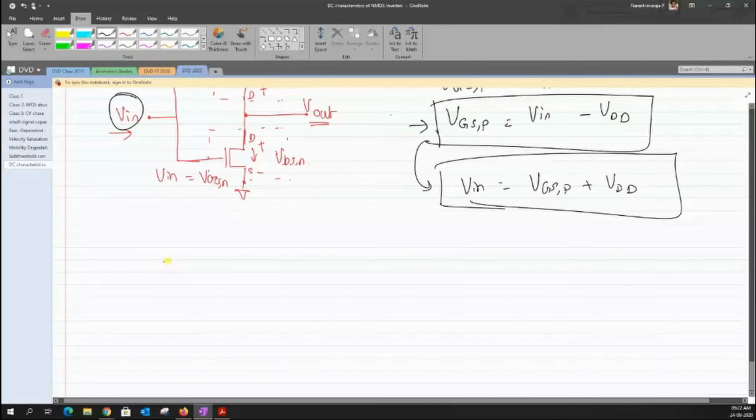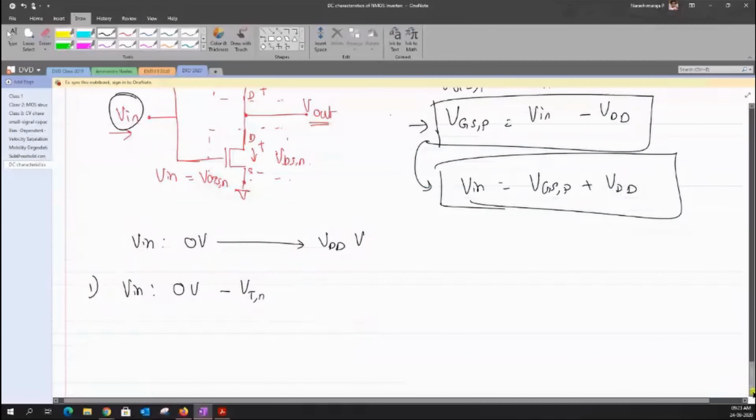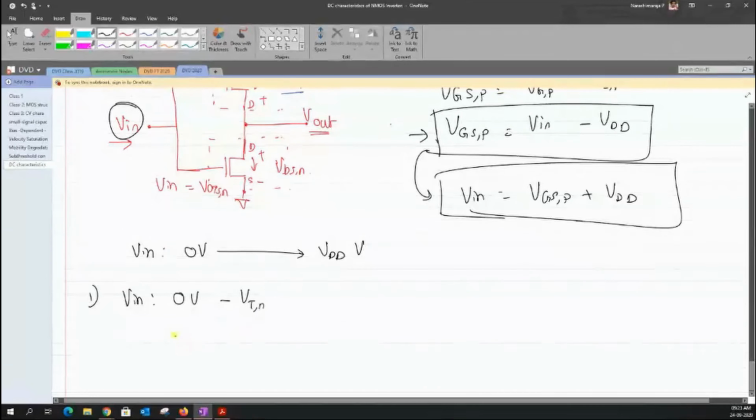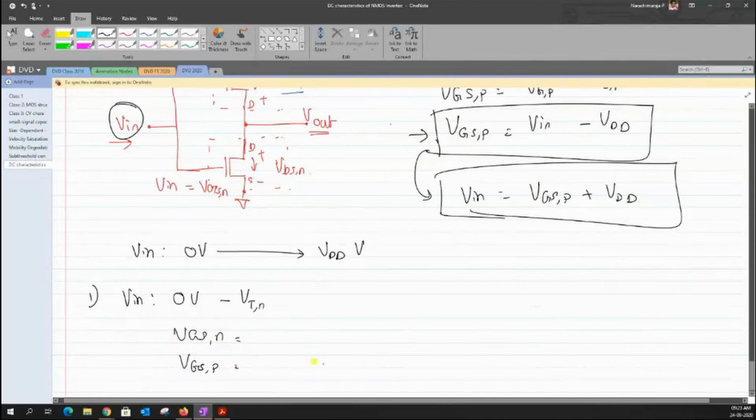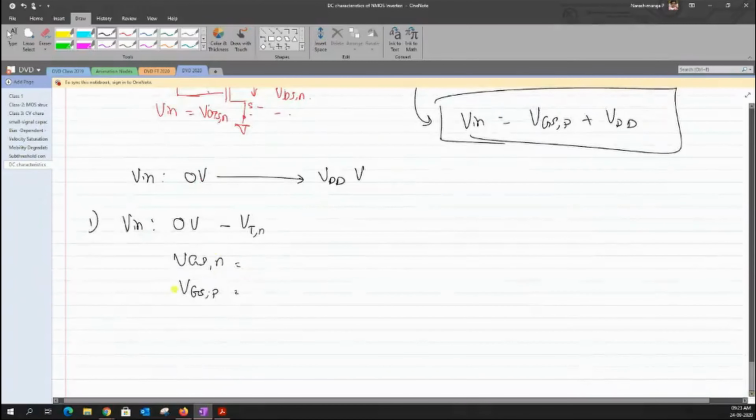Okay. Now let us begin with the simple case where we will shift the value of Vin from the value of 0 all the way towards VDD. So let us begin with the first case, where I have a range of input from 0 volt all the way to the threshold voltage of the NMOS device. Now, under this condition, let us try to evaluate the value of VGS of the NMOS device as well as the VGS of the PMOS device. So this gives us some sort of insight. So I'm just trying to rewrite them. And also in terms of Vout, we will express later.